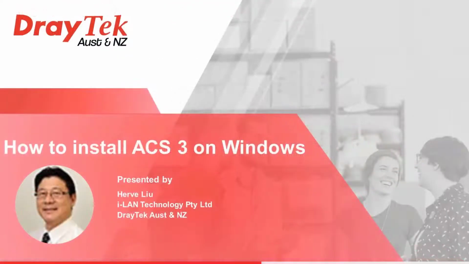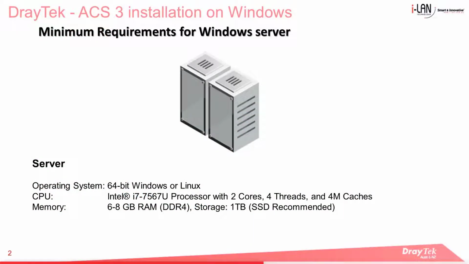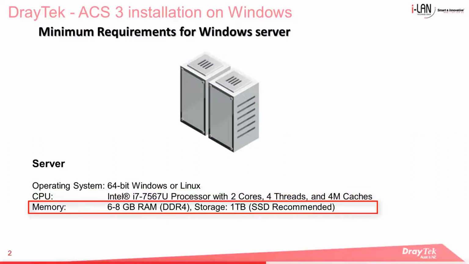Hello everybody, my name is Havilyu and I work for DrayTek Australia. Today I will go through the installation process of VigorACS3 on a Windows platform. First, let's have a brief look at the initial hardware requirement. A standard 64-bit Windows such as Windows 10, an i7 2-core processor and an 8GB RAM would be a good start.